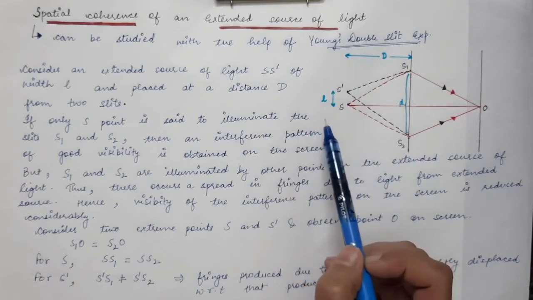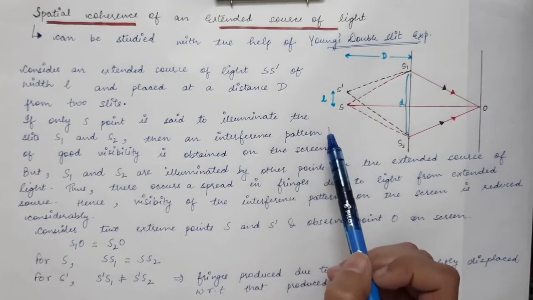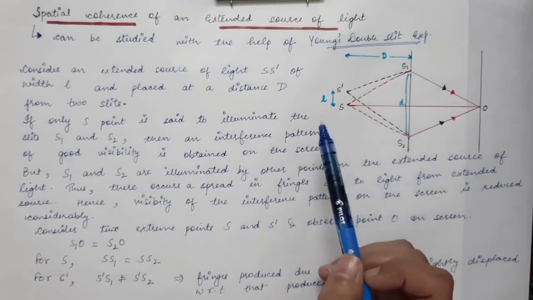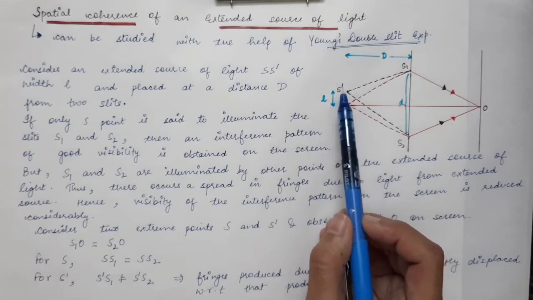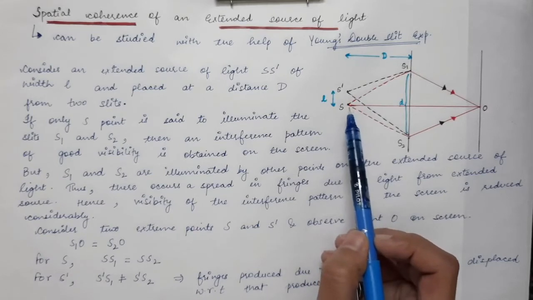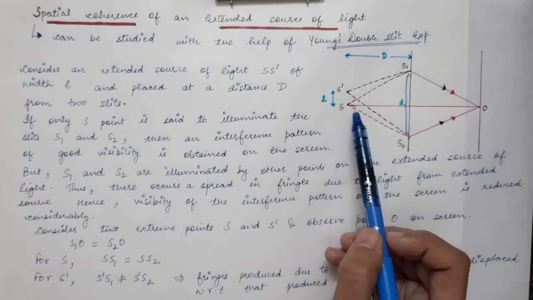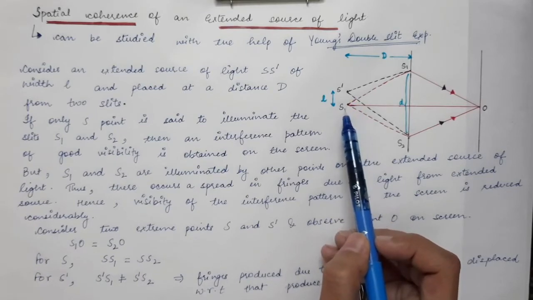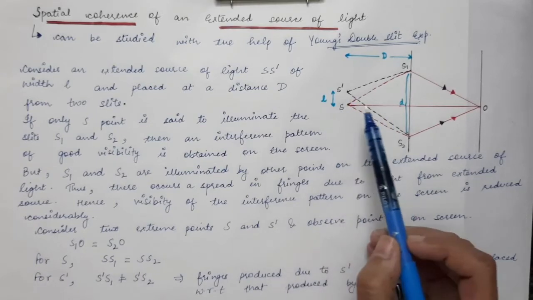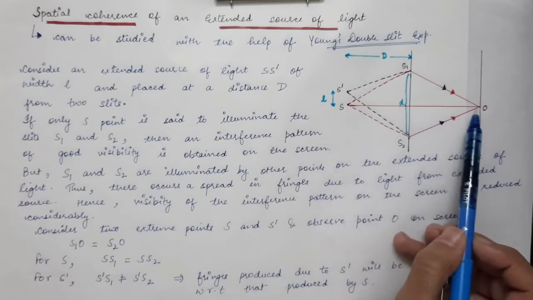There will be other point sources also, and light will be falling on the double slit from those point sources too. But for the time being, we are just considering S prime and S to calculate the longitudinal coherence length. S is kept just opposite to the point O.